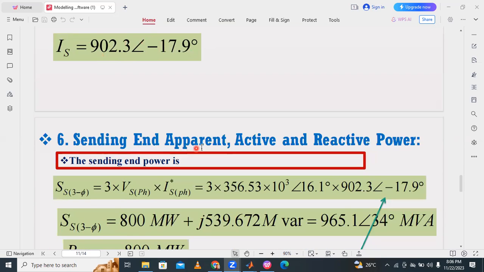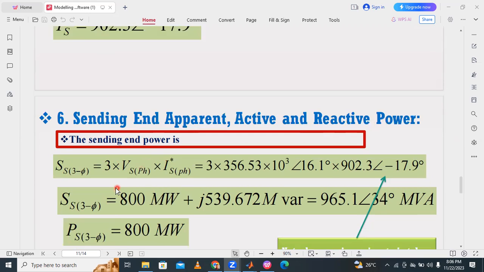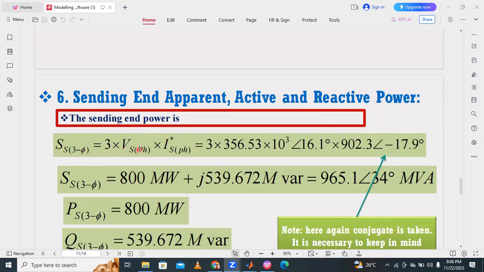And then the sending end apparent, active and reactive power is found like this: S is equal to 3 V I conjugate. Here V is the sending end side phase voltage, which is 356.53 into 10 to the power 3 at an angle of 16.1, and I conjugate is 902.3 at an angle of minus 17.9 degrees.